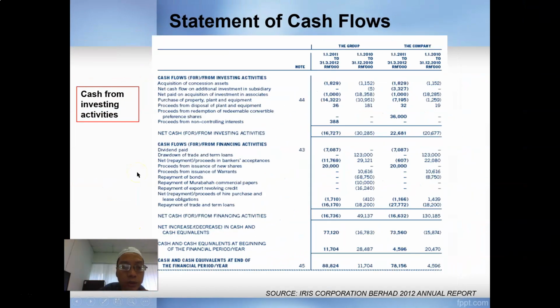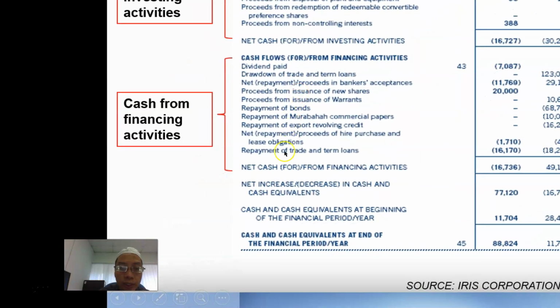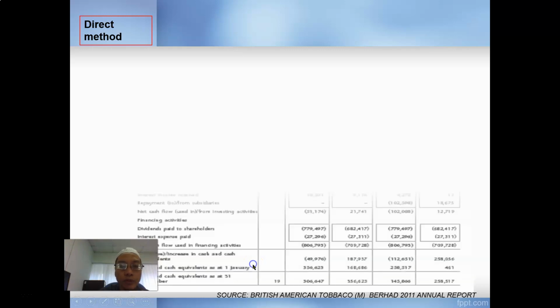This is a continuance from the statement of cash flows that we see here, and this continues with the investing activities as well as the financing activities. So after we add the cash from operating activities with the cash from investing activities as well as cash from financing activities, we will get the net increase or decrease in cash and cash equivalents. This is an example of a direct method in preparation of the statement of cash flows.